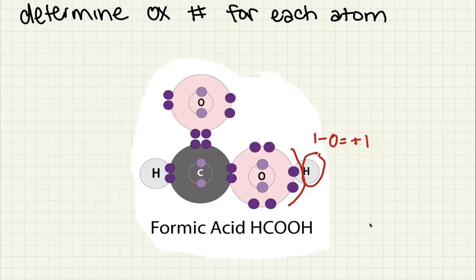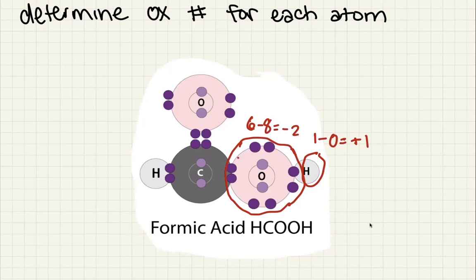Now we can't do the oxygen yet because we still have to account for this other bond that it's forming. Oxygen is still more electronegative than carbon, so it's going to be able to keep these as well. So when we split these up, this oxygen is going to end up with 8 electrons. It started with 6. 6 minus 8 is -2. So this oxygen is going to have an oxidation state of -2.